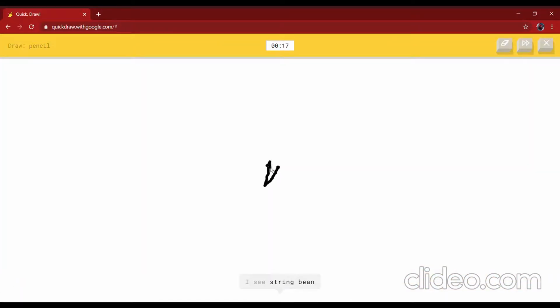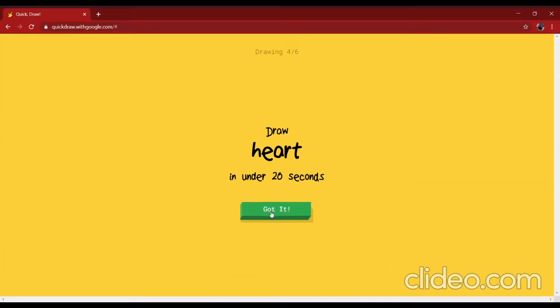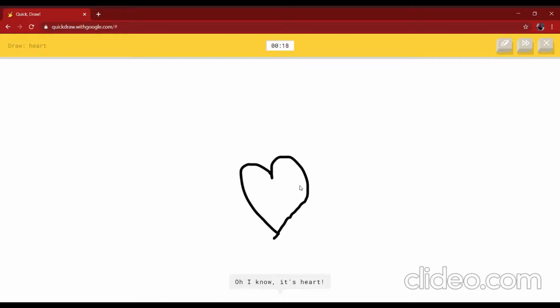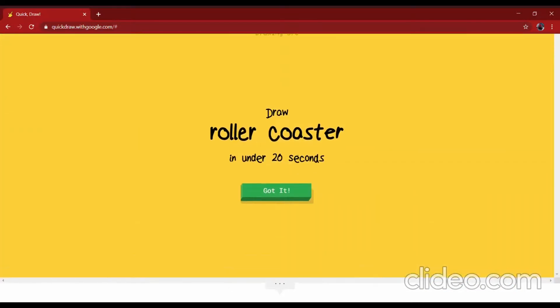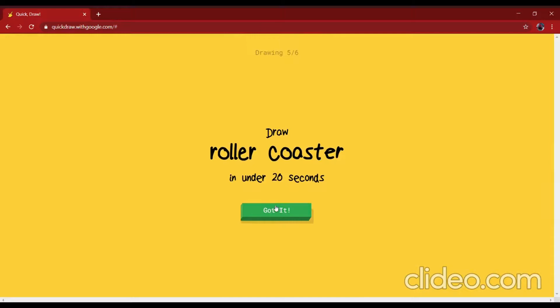Pencil. Okay, pencil is okay. I see string bean. Or carrot. Or marker. Or crayon. I see sword. Oh, I know, it's pencil. Heart. Oh, I know, it's heart. Roller coaster. How do I draw a roller coaster now?